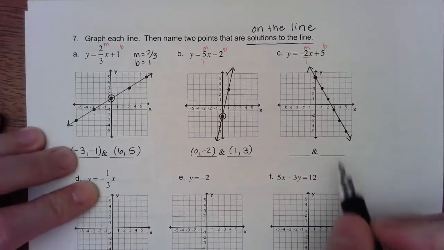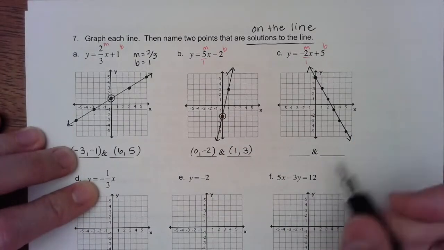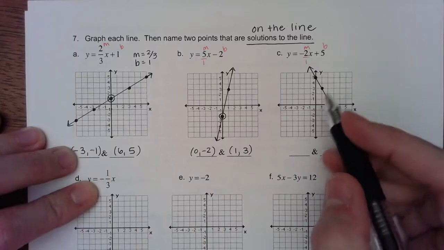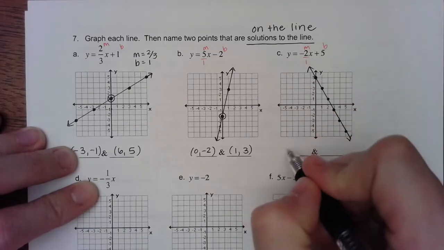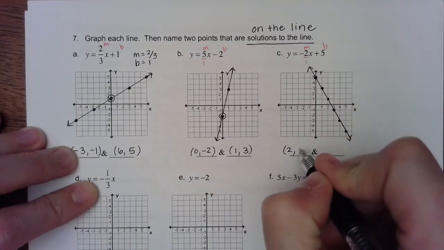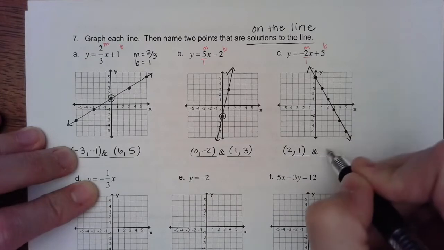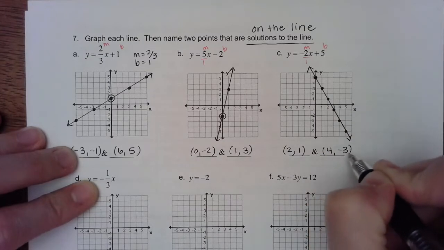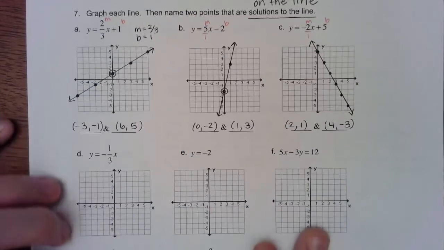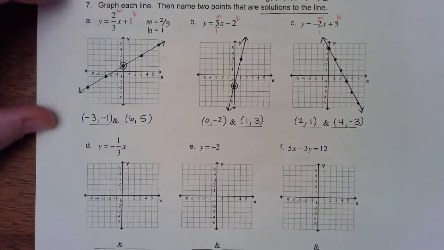When you pick 2 points that are on the line, it can be any 2 points that are on the line. So for this one, I'll do 2, 1 and 4, -3, because that's another point that's on the line. Remember, you can pick any 2 points that you want to that are on the line.